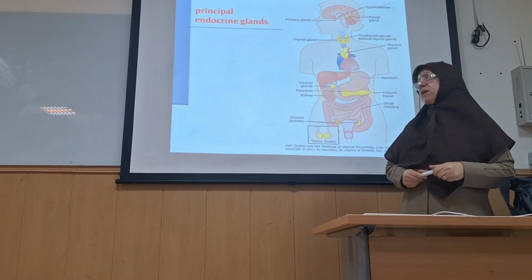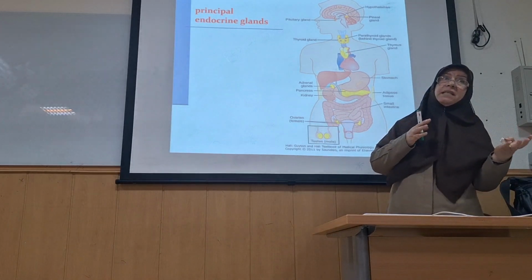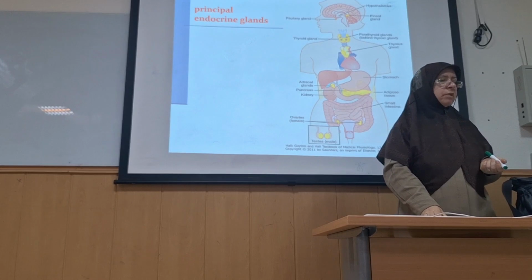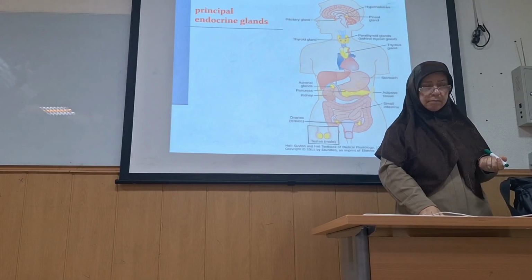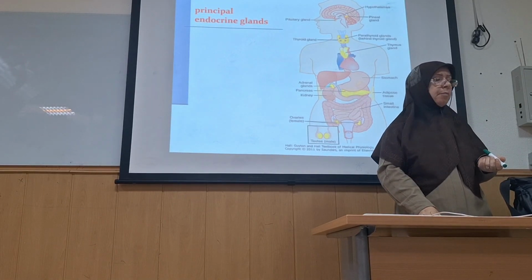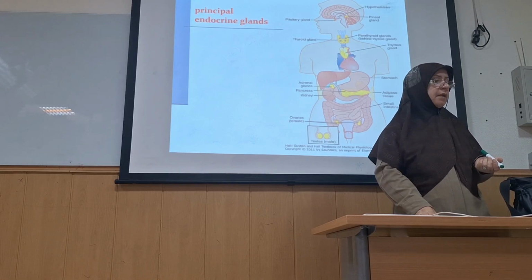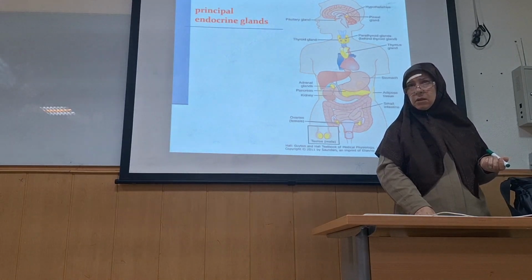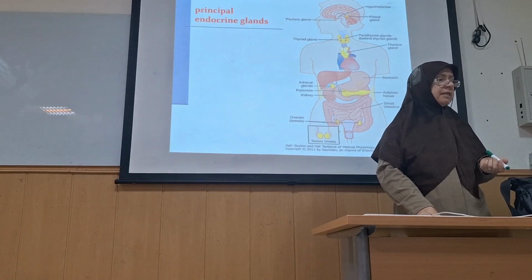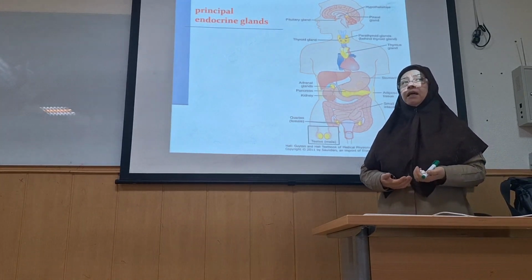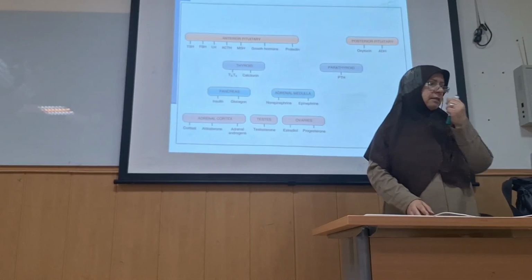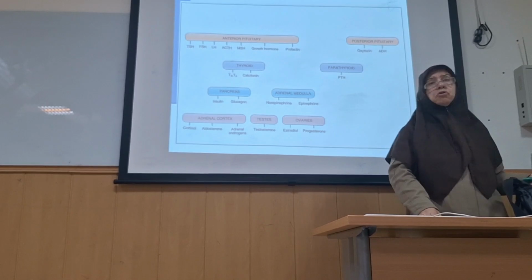Principal endocrine glands. We have some principal or classic glands, which include the hypophysis, thyroid gland, parathyroid, adrenal, pancreas, ovaries, and testes. These glands are named principal or classic endocrine glands, okay? And these glands produce some hormones.